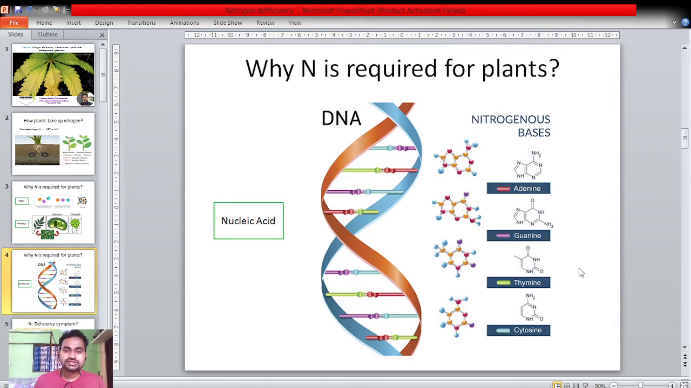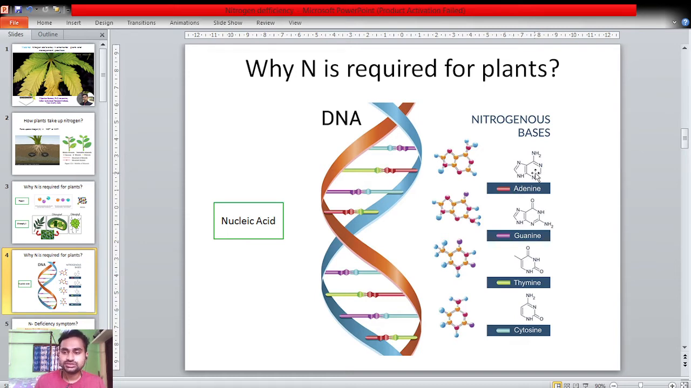So next we will see that one of the major and very important factors where nitrogen is utilized is nucleic acid. So you might have heard of DNA, RNA. These are actually called nucleic acids. There are different forms of DNA and RNA. In DNA and RNA there are basically the nitrogenous bases, like adenine, guanine, thymine, cytosine.